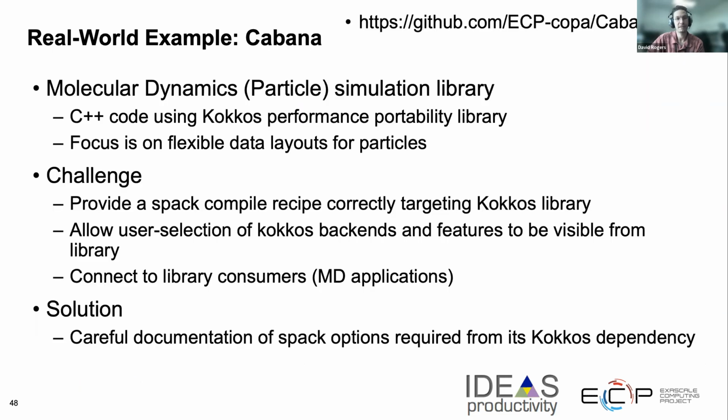Finally, I want to talk about Cabana, which is a package that does molecular dynamics, depending on some really big libraries. Well, I guess some really powerful libraries, not necessarily big, but Kokkos is a performance portability abstraction layer, and it's built using Spack. The challenge they want to overcome is to explain to users how they can compile Cabana using Spack, based on the Kokkos backend and all the different hardware methods that Kokkos provides. The solution is to carefully document the Spack options that are required from its Kokkos dependency.